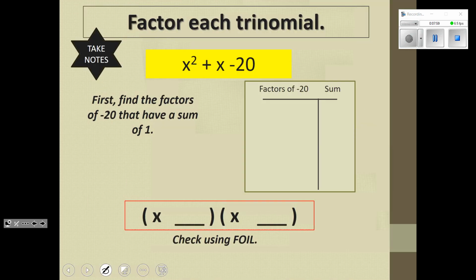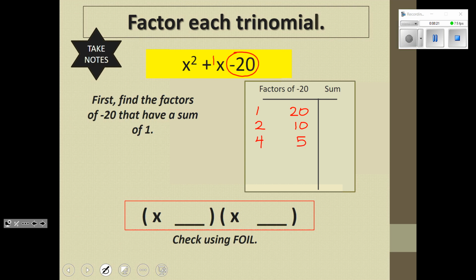In our next example, this time we have a negative 20 as our C term. So obviously one of these numbers is going to have to be negative, because when you multiply and you want a negative, you have to have one negative. So first let's just think of the pairs: 1 and 20, then 2 and 10, and 4 and 5.